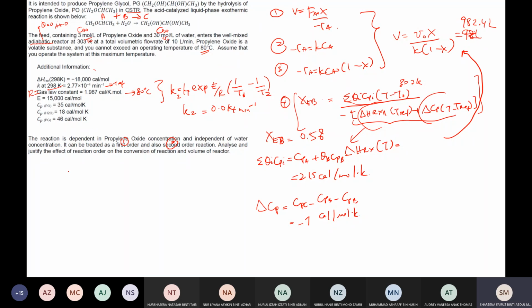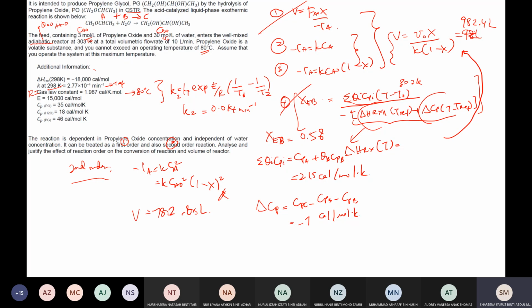For the second order, all will remain the same, this one remains the same, this one remains the same, except this part. This would be negative r_A equals k C_A squared, and the stoichiometry also changes to C_A naught (1 minus X) squared. So do the same: try to get the volume in terms of this r_A, and X_EB remains the same.